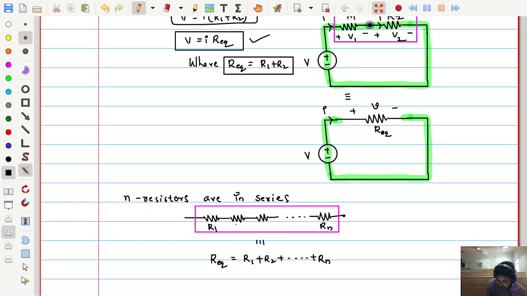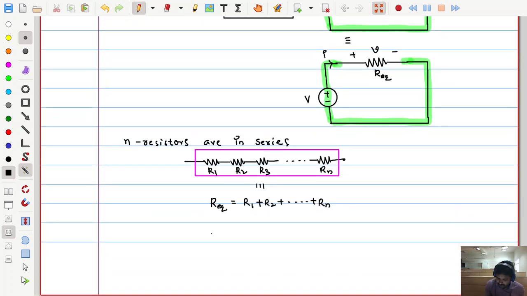This is R1, R2, R3 and so on. We replace all those elements by one resistor value now. So instead of representing R1, R2 and so on Rn, I will just say Req, whose value is the sum of all these resistors.